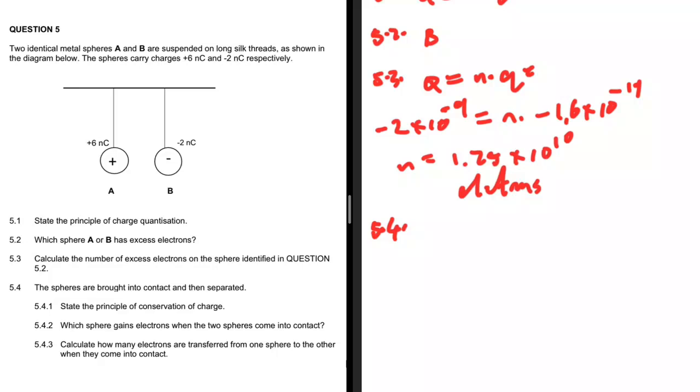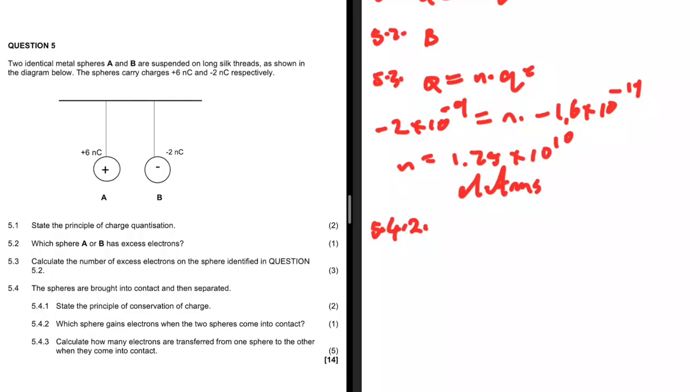You'll see that in 5.4.3. So that is 5.4.1. What about 5.4.2? Which sphere gains electrons when the two spheres come into contact?